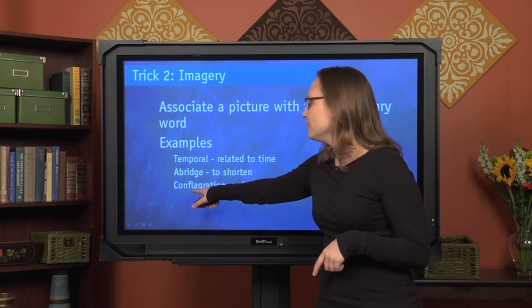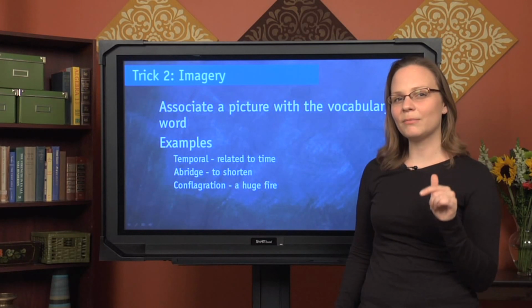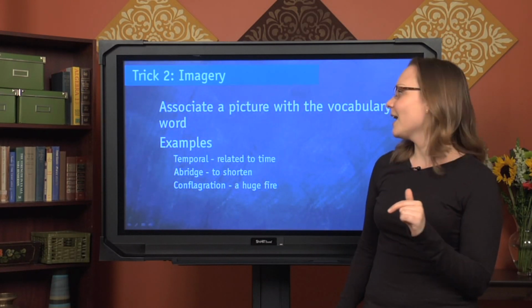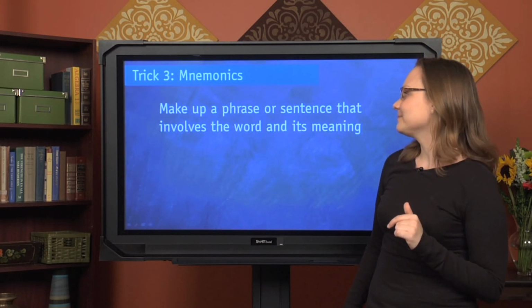The word conflagration has the word flag in it. So picture a flag burning. When you see conflagration, see the word flag. When you see the word flag, see a picture of a flag burning. Conflagration means big fire. So remember those 3 images. And the last trick, let's look at it.